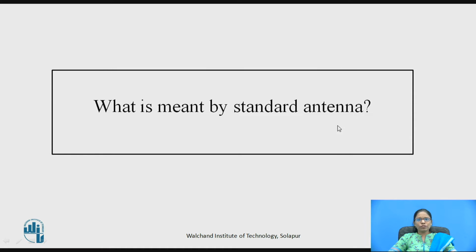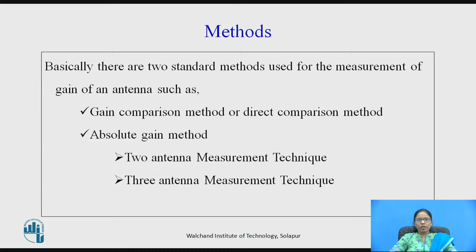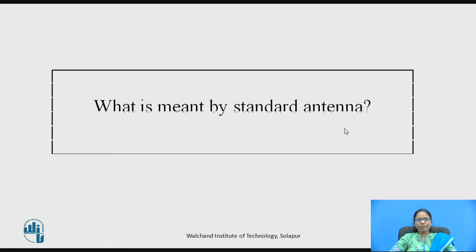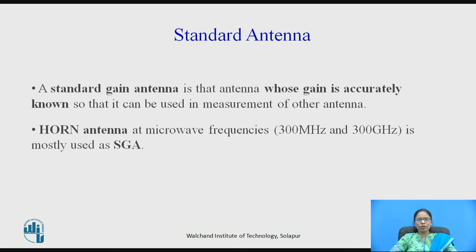What is meant by the standard antenna? As I said, I have prepared a video on the gain comparison method, and in the gain comparison method we use the standard antenna. So what is that antenna? The standard antenna is the antenna whose gain is accurately known, and it can be used for measurement of the gain of other antennas. The standard gain antenna is the horn antenna, which is used at microwave frequencies from 300 megahertz to 300 gigahertz, as a standard gain antenna, SGA.